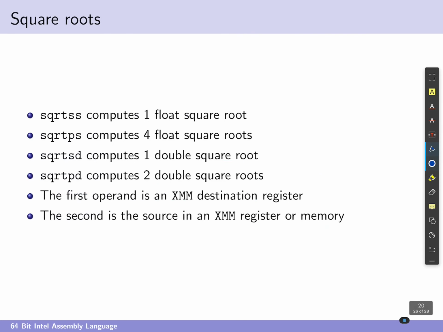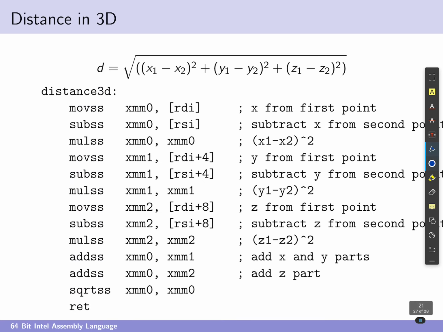We also have, obviously, some of the other calculations. We have our square root, pretty much exactly the same as our round, except we don't have a third operand to specify mode because square root is relatively well defined. Let's look at a quick example here.